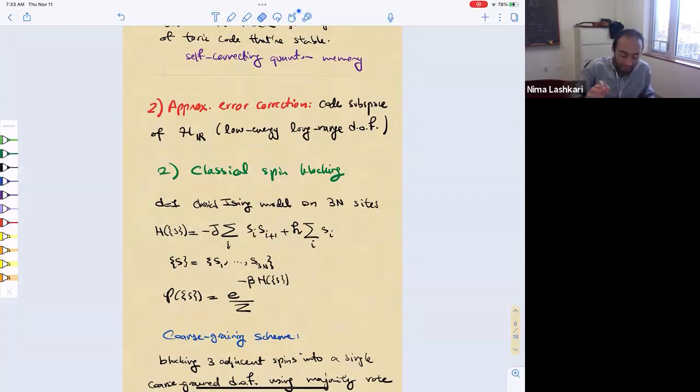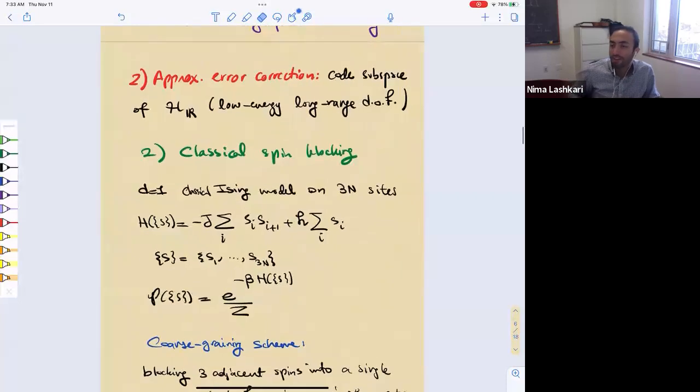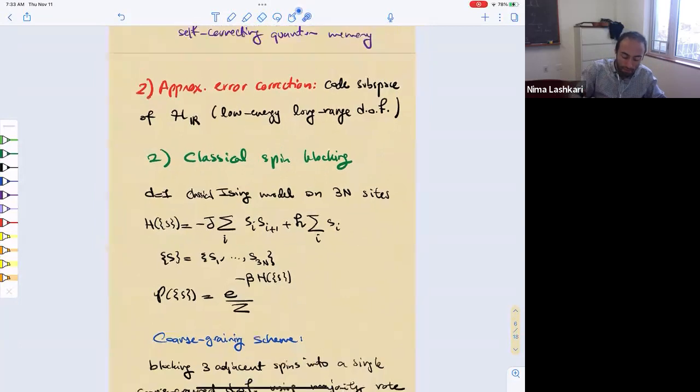By the way, for people who are interested in holography, I just wanted to make the comment that in holography, we have a mixture of classical and quantum codes. So that's sort of important.